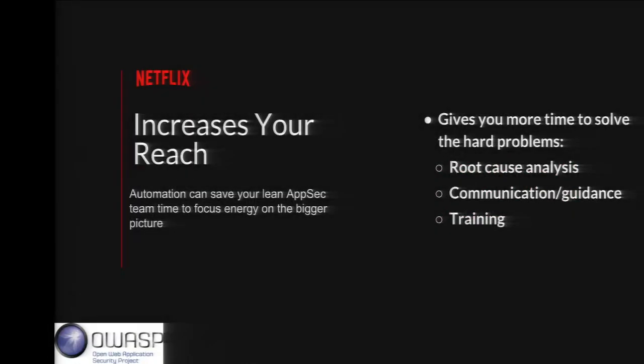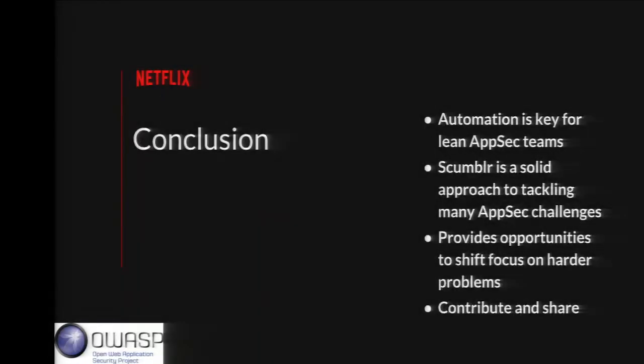We're a lean team of 3 engineers, and we want to really have more time to solve some of the harder problems. The problems that really require hands-on engineering time, like root cause analysis or working on communication and guidance with teams, architecture assessments, reviews, and performing training, which really, you want to be in the room with the person to do. And so in conclusion, automation is the key for lean AppSec teams. And I don't think what I'm saying is groundbreaking.